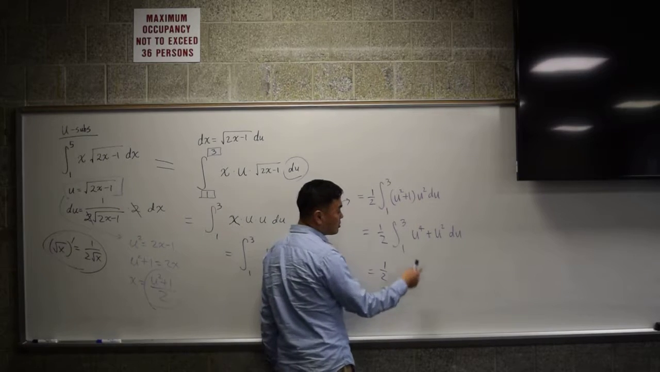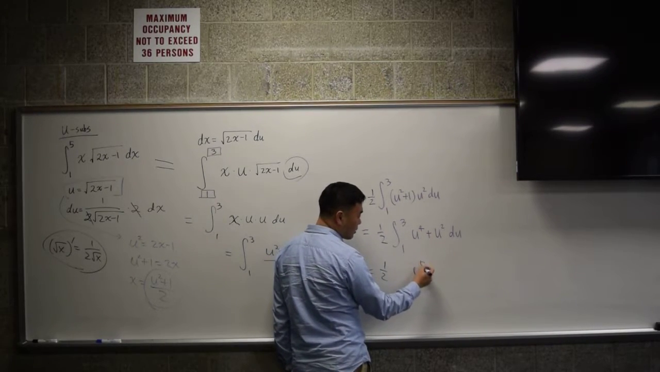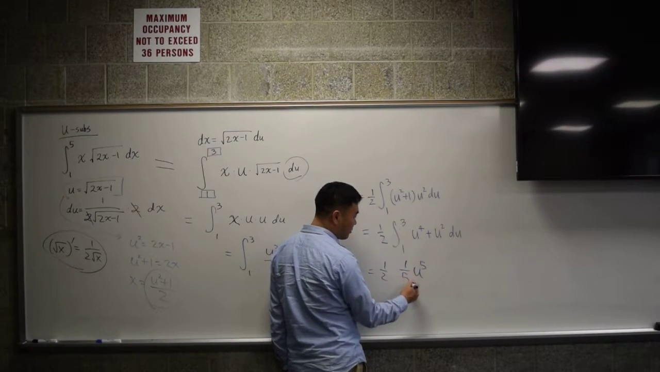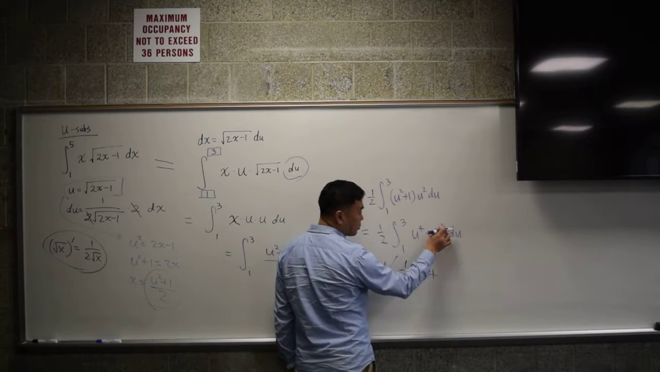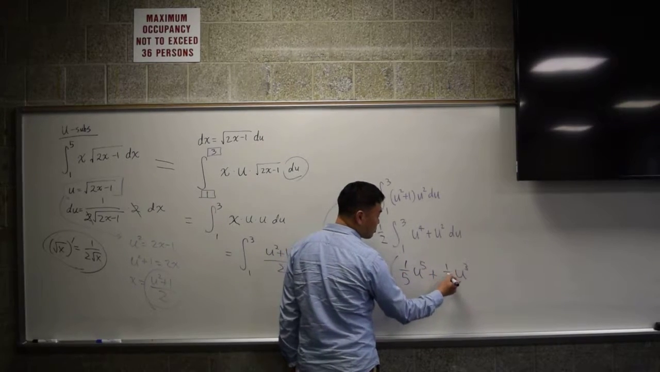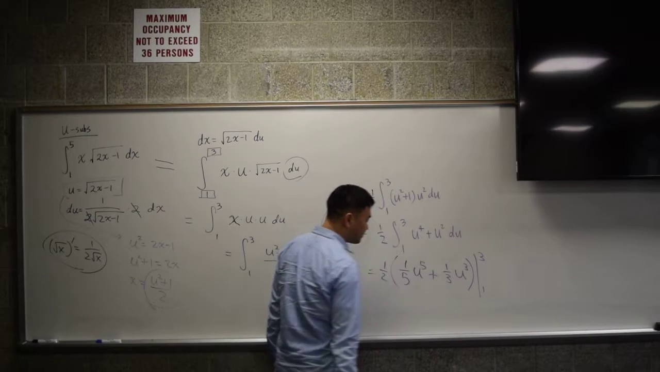How do you integrate these things? You add 1 to the exponent. That's the power rule, right? So 5, and you put the reciprocal of this number in front, which is 1/5. And then u squared, you add 1 to 2, which is 3. You put the reciprocal of this number in front, which is 1/3. And then you plug in 3 and 1.